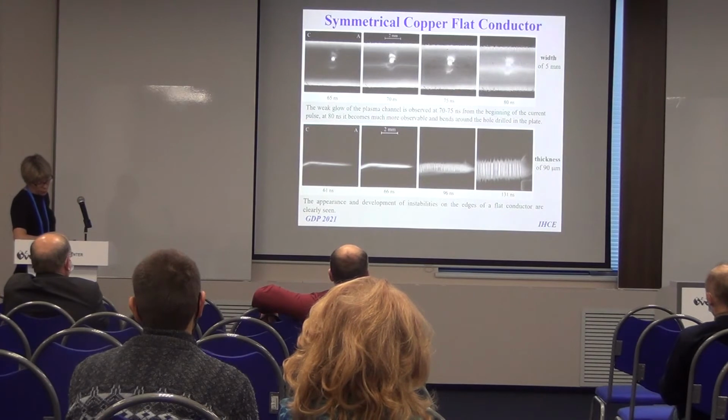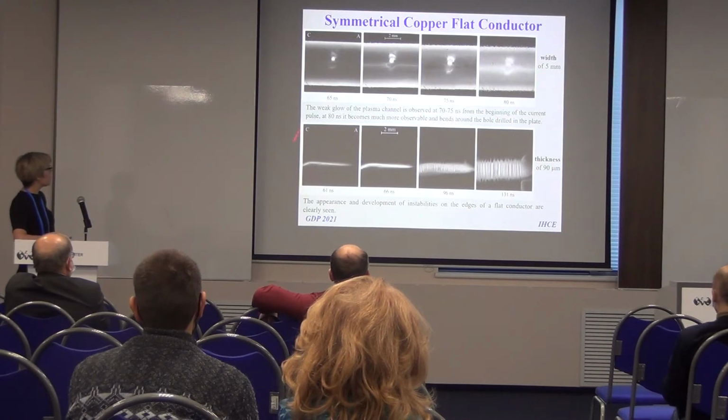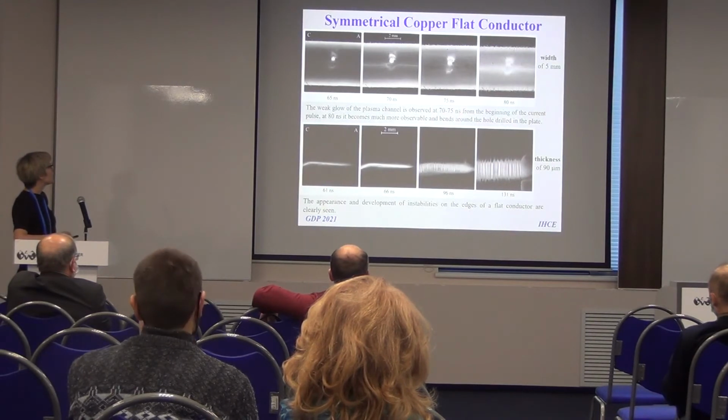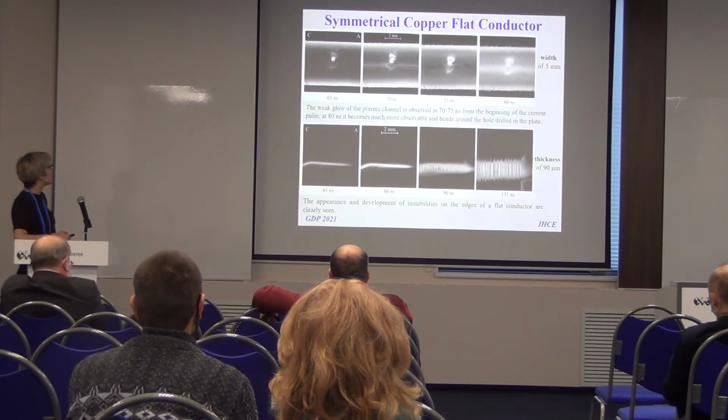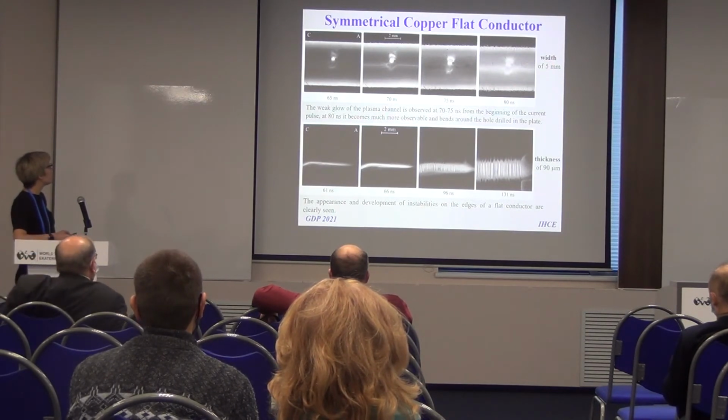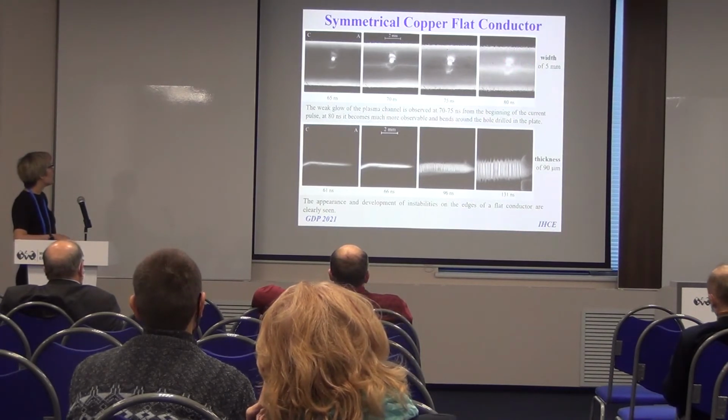Using the optical camera, front and side images of the load were obtained in the experiment. These are the front images and the side images. The glow of the plasma channel is observed at this nanosecond, at the beginning of the current path. And at this nanosecond it becomes more observable and begins around the hole. This is the drop hole.